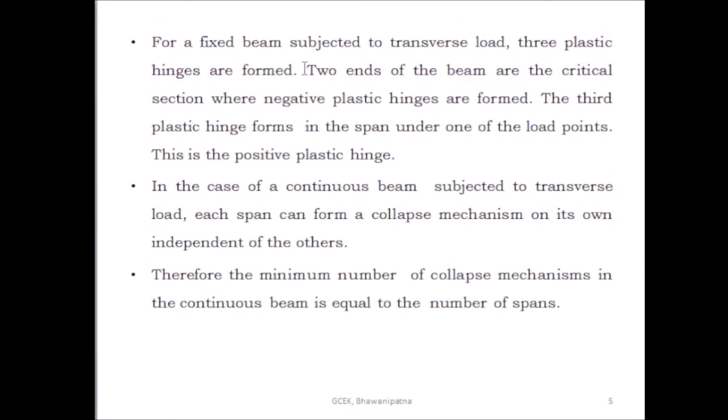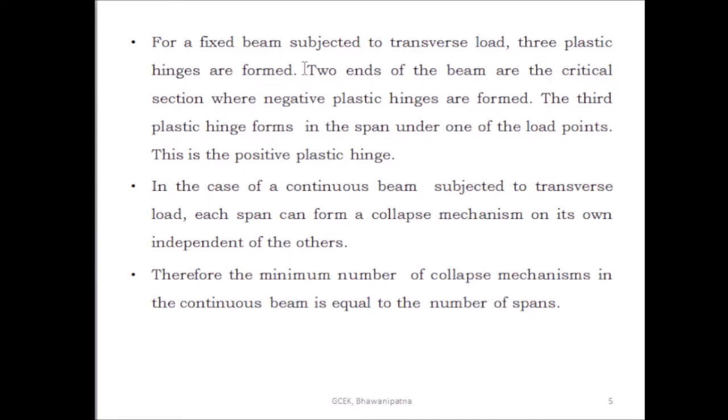And in the case of a fixed beam subjected to transverse loading, three plastic hinges are found. Two plastic hinges are found at the two ends, and these are negative plastic hinges. The two ends of the beam are the critical sections where negative plastic hinges are found, and the third plastic hinge is found in the span under one of the load points. This is the positive plastic hinge.